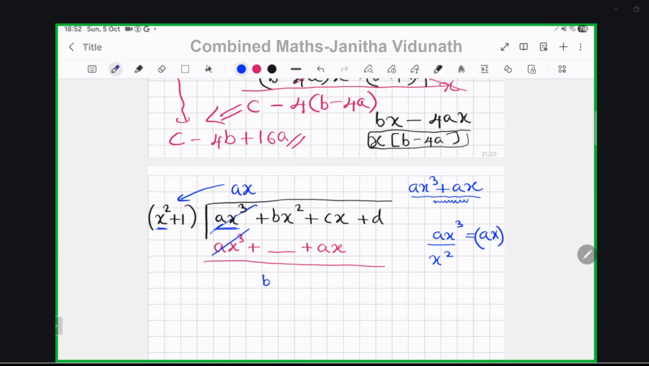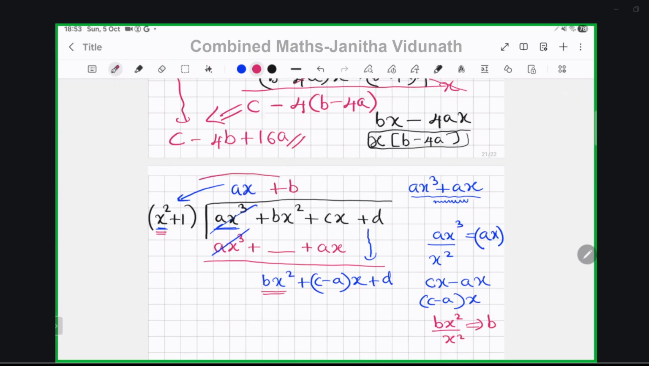Here remaining is bx² + (c − a)x. That means cx − ax is x times (c − a). That is very simple. Then we need to bring down + d here. Then this is the leading term of the remaining expression. We need to divide bx² by x², which gives the result + b. Then we put + b here.